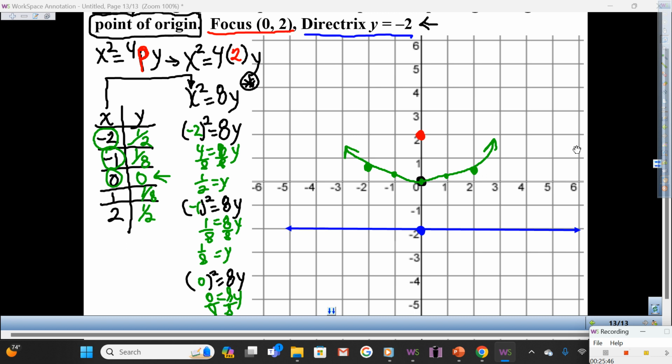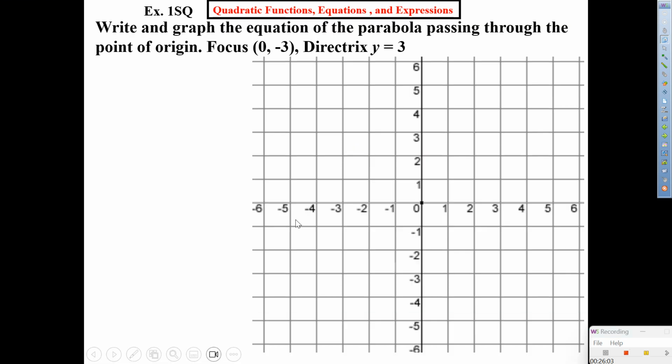All right, let's do another one just to make sure we got the process. Here we go. Copy on the next coordinate plane, the one below that. Example 1 super cube. You don't have to copy all the words anymore. Just write focus 0, -3, and directrix y equals 3. Once again, focus 0, -3, directrix y equals 3.